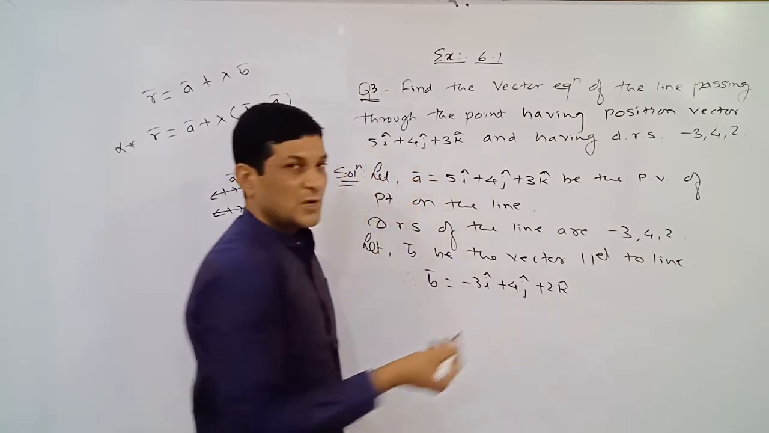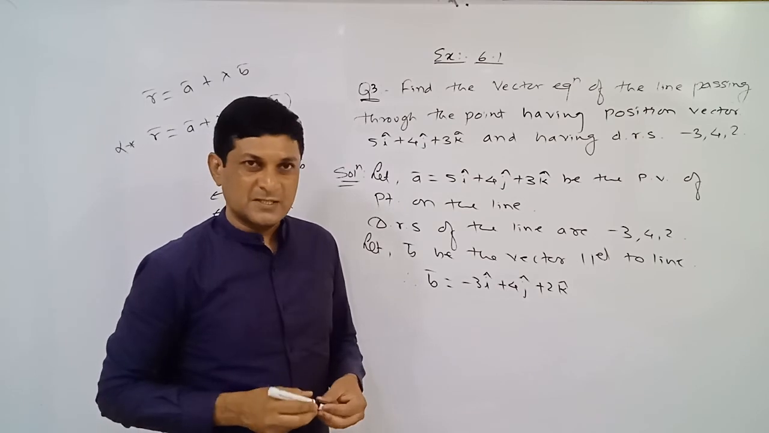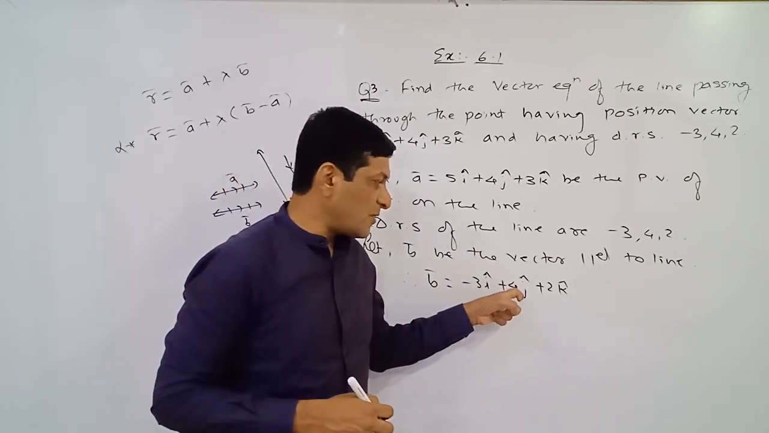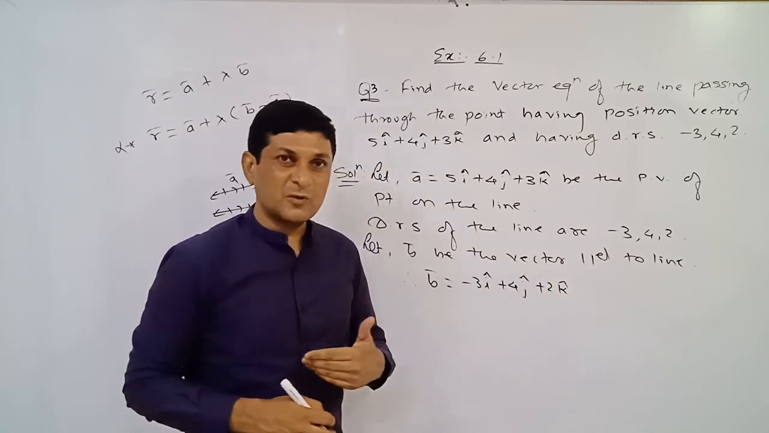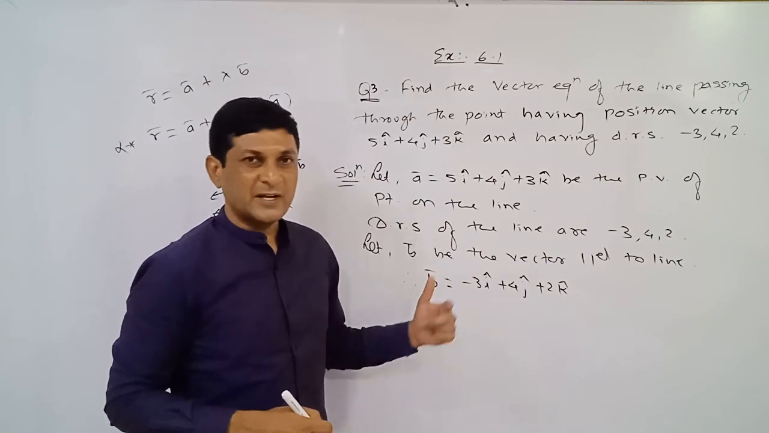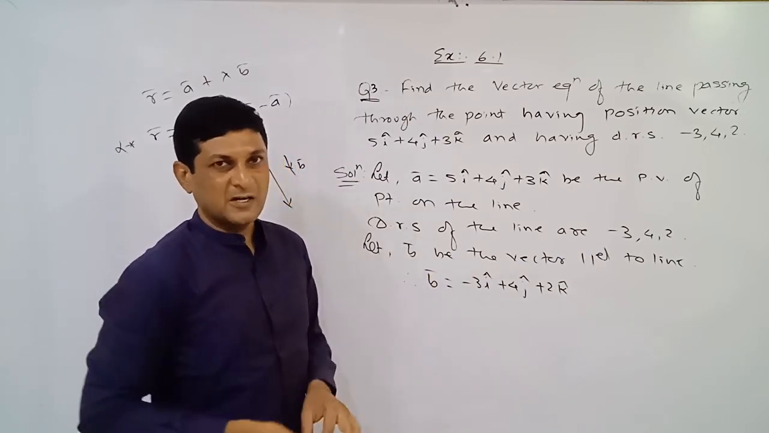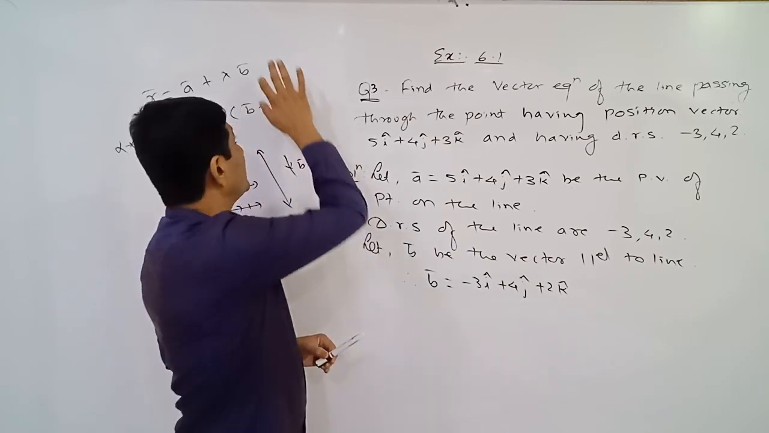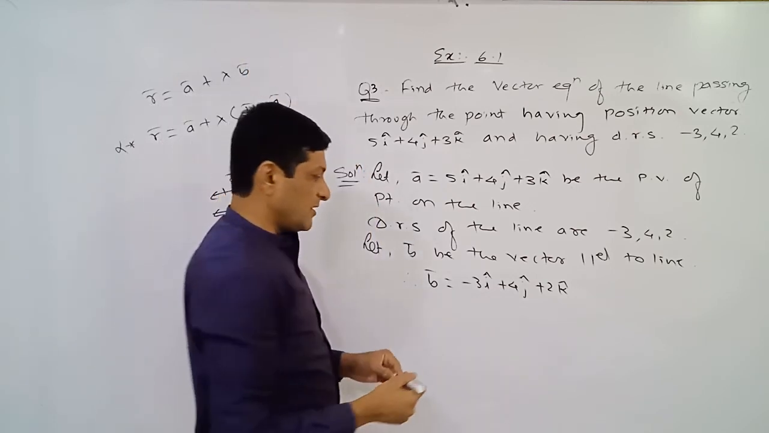We have already discussed this part in detail in vectors. If the vector along the line is given to us, then the coefficients of i cap, j cap, k cap are nothing but the direction ratios. Or if direction ratios are given to us, we can find the vector along the line or the vector parallel to the line. Now both a bar and b bar are known to us, so let us apply this formula to find the vector equation of the line.